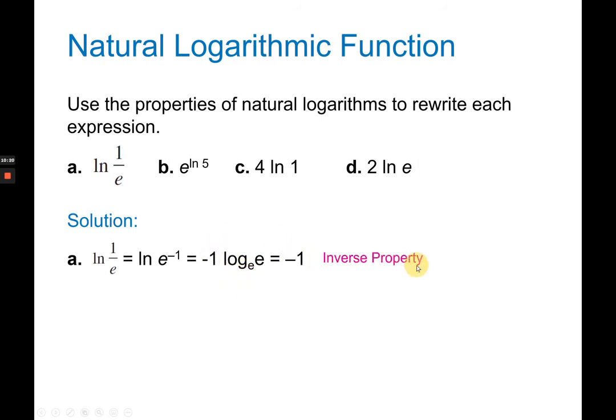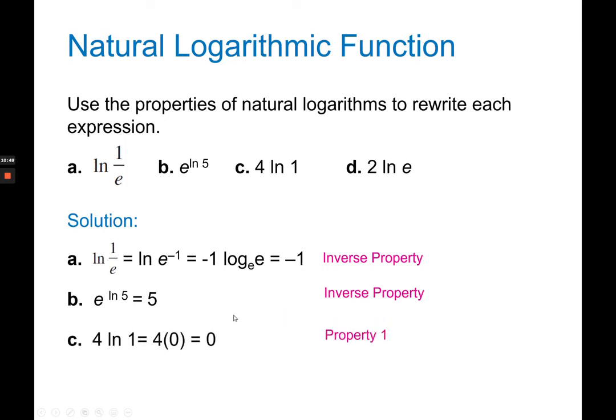We apply the inverse property. Next, how do you evaluate e raised to ln 5? Remember, e raised to ln, where ln is logarithm base e, cancels each other out. Therefore, since e cancels ln, the answer is 5 by the inverse property again.